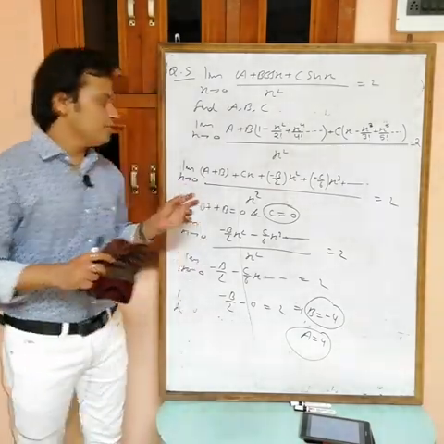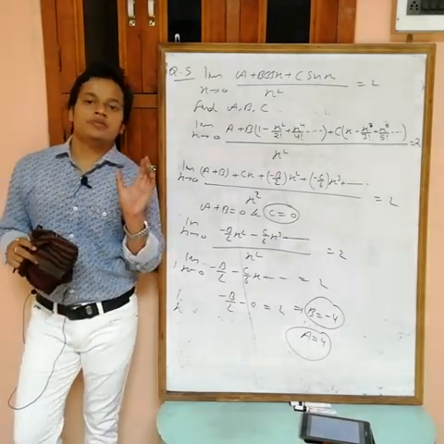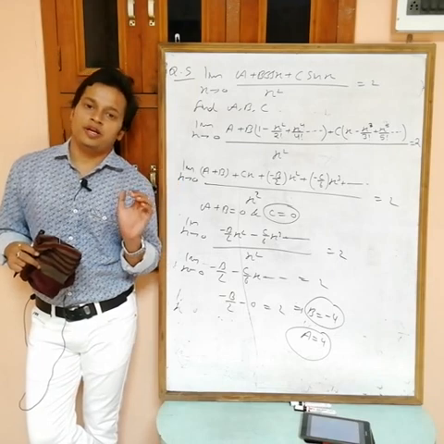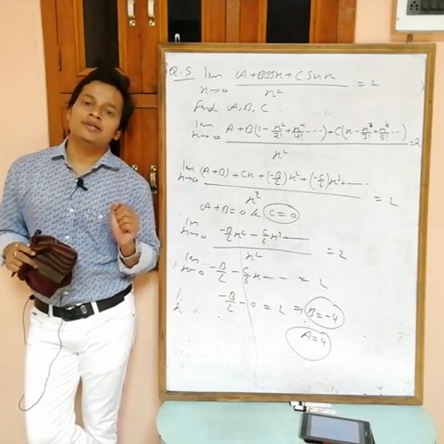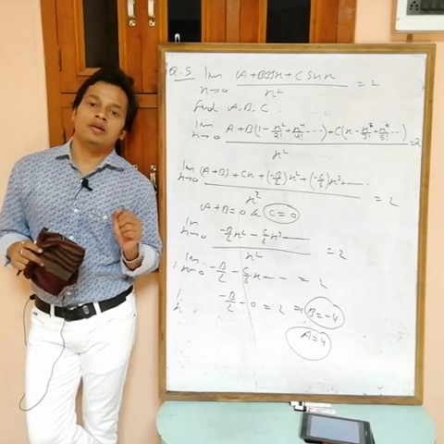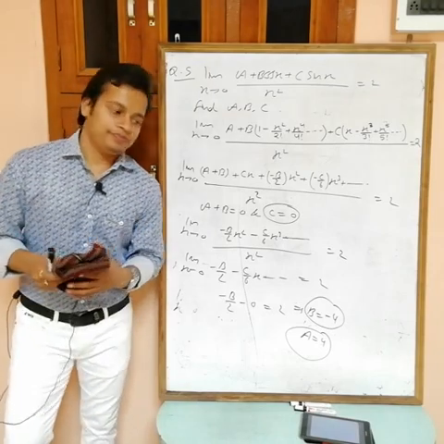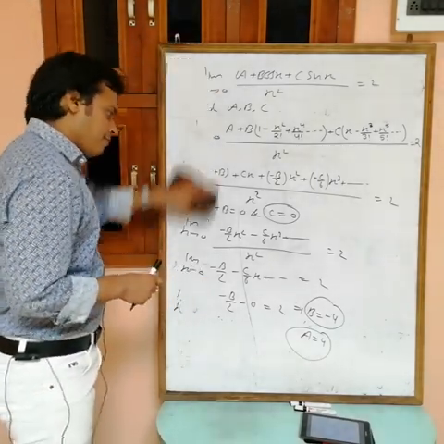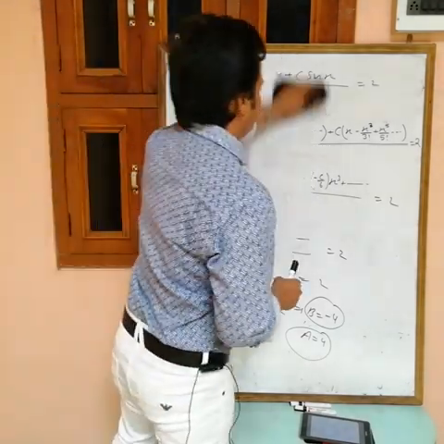Okay, so if the limit as x tends to 0, and in numerator and denominator we have terms of x, and the value of the limit is a non-zero finite value, then the minimum power of x in the numerator must be equal to the minimum power of x in the denominator. Okay. Then Araf, next.